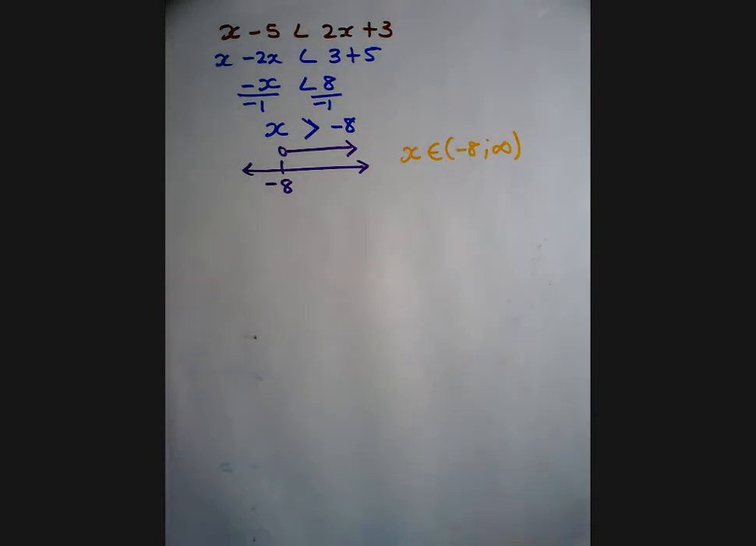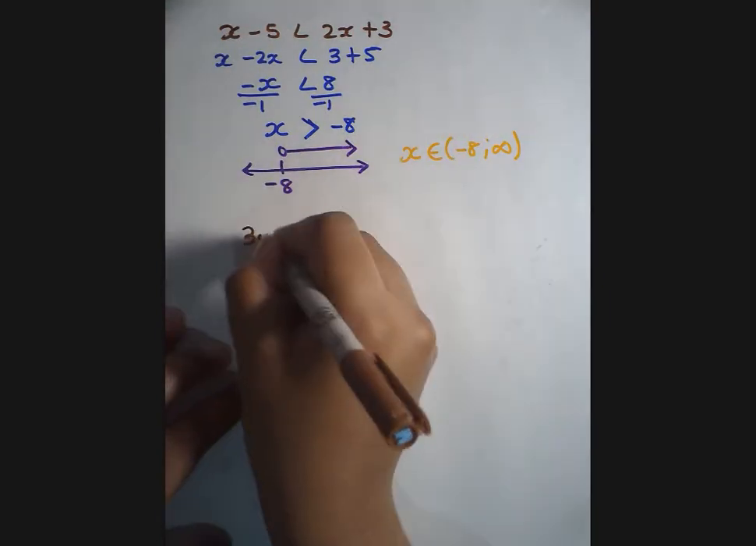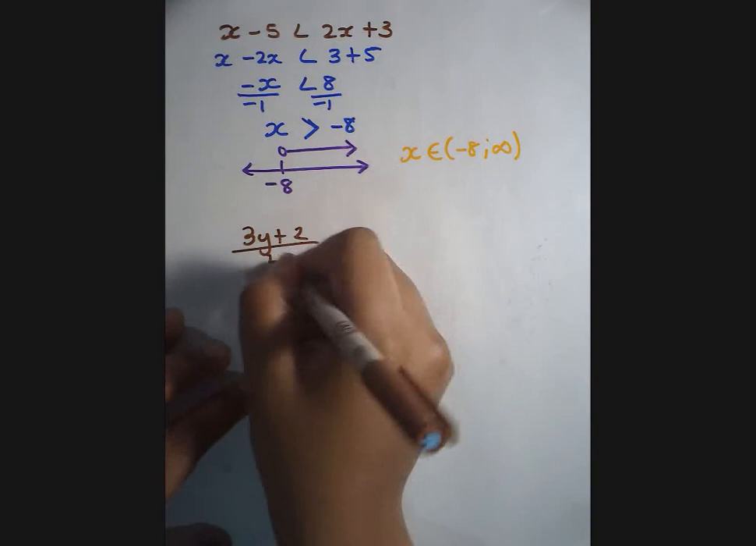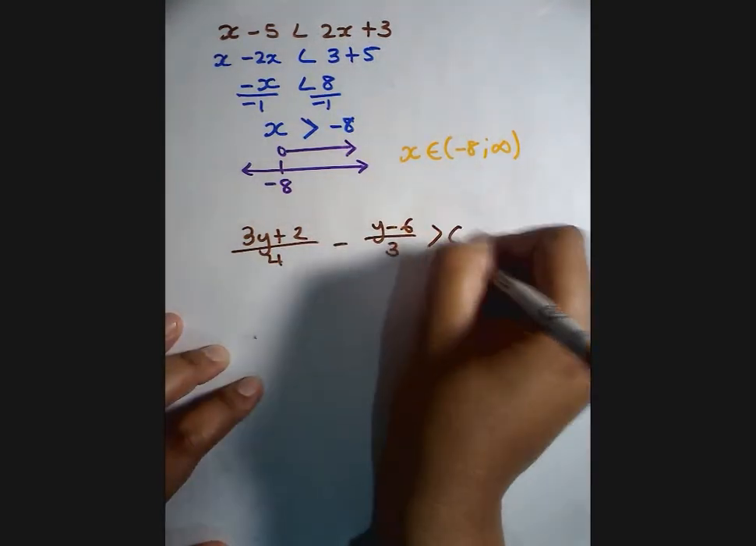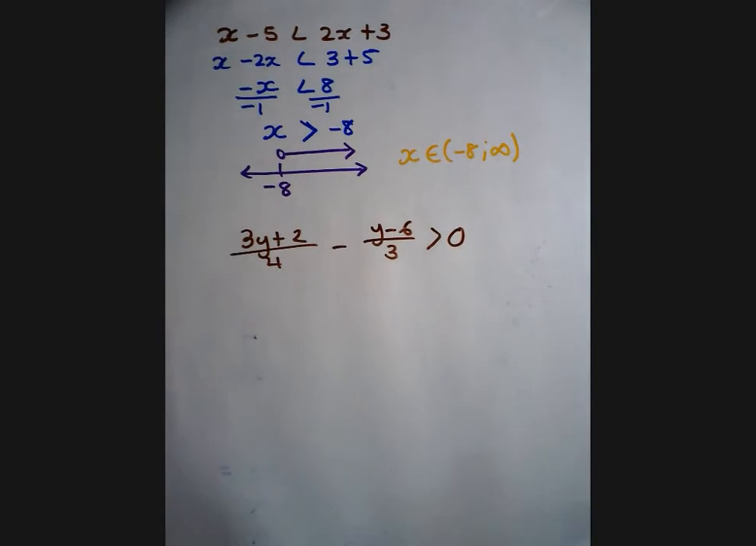Alright, now let's move on to our next part. Let's do one where there is a fraction. So let's go to this one here: (3y plus 2) over 4 minus (y minus 6) over 3 greater than 0. Do this yourself. Let's see if you can do it.